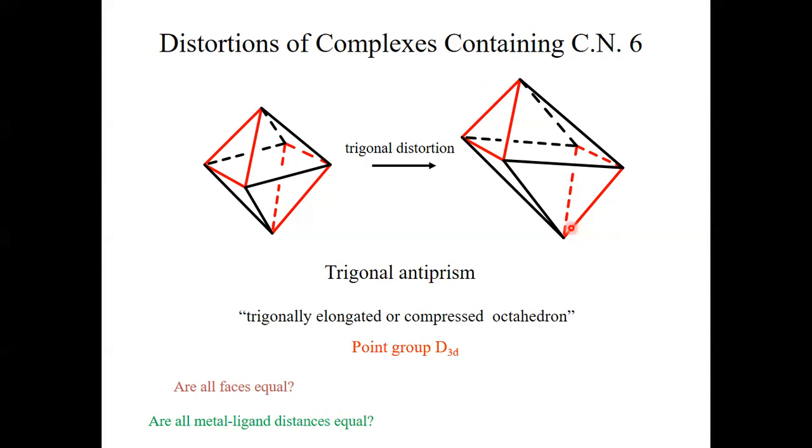Okay, so in this case, are all the faces equal? The answer is no. So certainly these two triangular faces here are different from the remaining ones, the black ones here, which are actually distorted from the ideal triangular shape. But all the metal ligand distances are equal in this case. So each corner here has actually the same distance from the center.